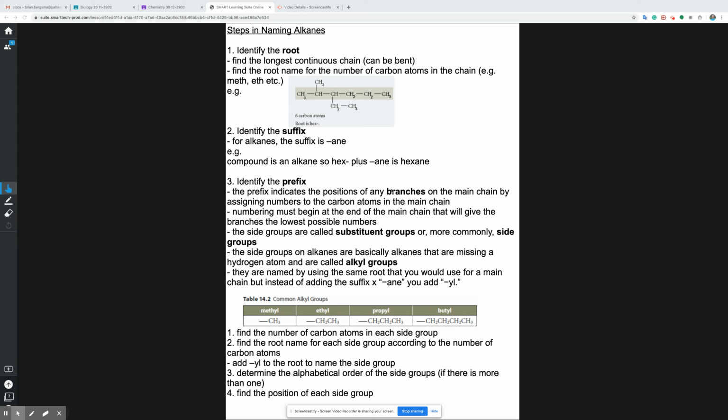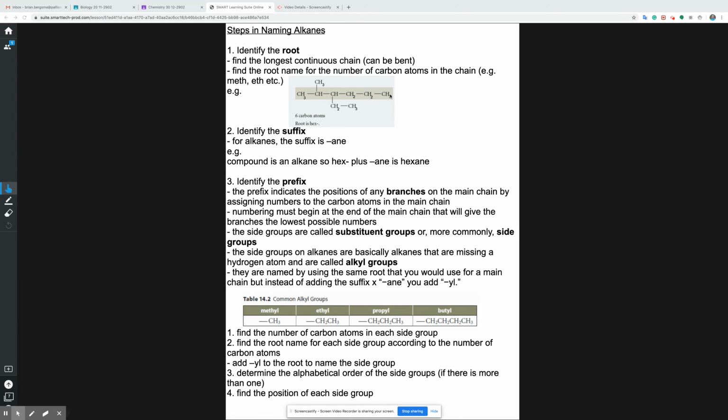The prefix indicates the position of the branches on the main chain by assigning numbers to the carbons on the main chain. So here's our main chain. We have a branch coming off here and a branch coming off here. We want to assign numbers so that they're the lowest for our main chain. If I assign this carbon as carbon number 1, then 2, 3, 4, 5, 6, then my branches would be coming off the number 2 and the number 3 carbon.